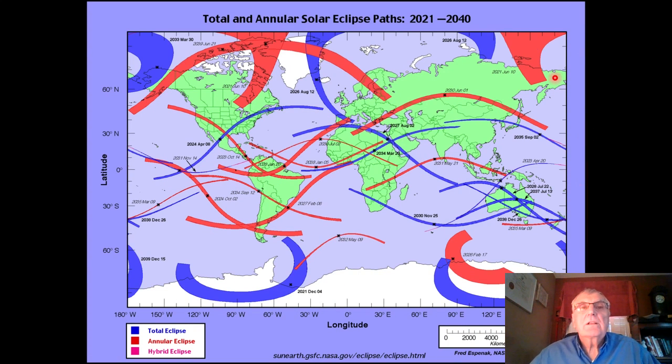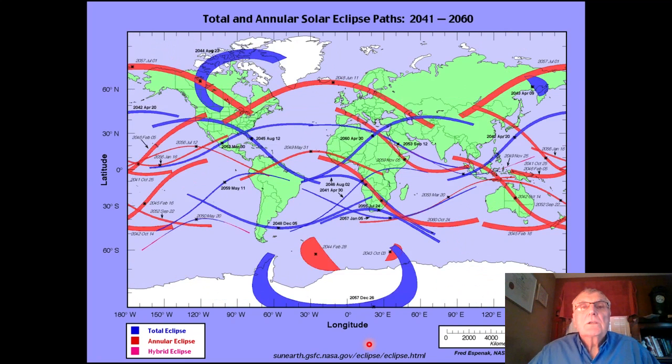And so here are the eclipses from 2021 to 2040. Here's the one that we're concerned about right here. By the way, the red ones are the annular eclipses. The blue ones are the total eclipses. Right now, they're about 50-50, but in the future, the moon is slowly moving away from us due to tidal forces. I won't go into that, but there will be fewer and fewer total eclipses in the far future. These are the ones 2041 to 2060.